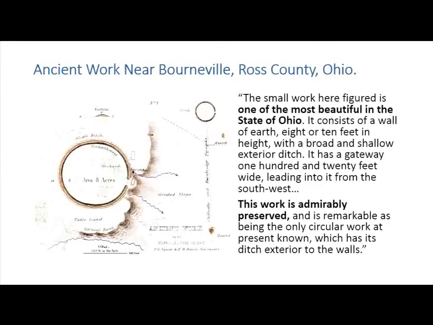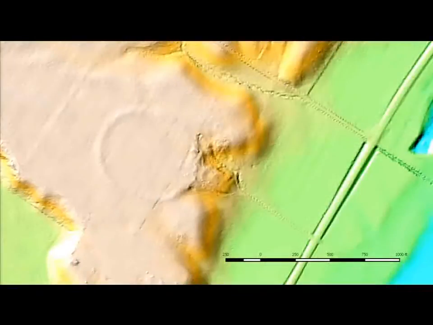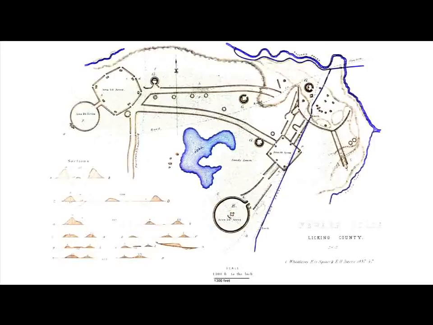Now, what does most beautiful and admirably preserved look like today? There it is. You see it? Well, here's the hillshade of the site, and you can vaguely see the outline. Today, that is only about a foot higher than the surrounding field. And it's actually a little sad to me that what was once one of the most beautiful sites is almost non-existent today.